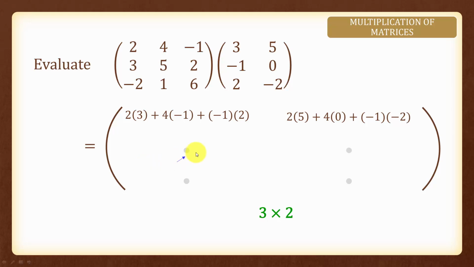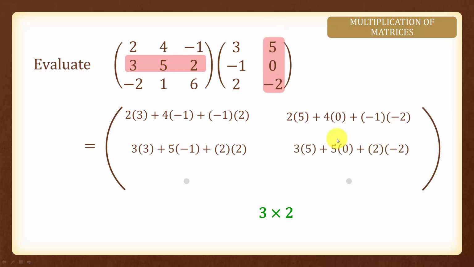To find the elements in the second row, first column, we will multiply the second row with the first column. And this will give us 3 multiplied by 3 plus 5 multiplied by -1 plus 2 multiplied by 2. To find the elements in the second row, second column, we will multiply the second row with the second column. And it will give us this.